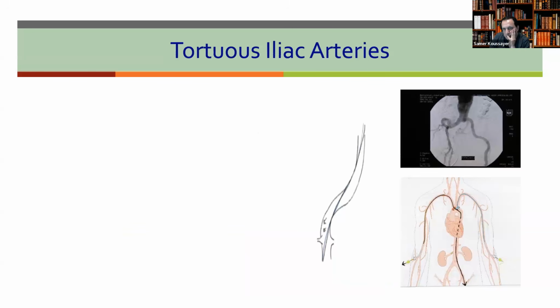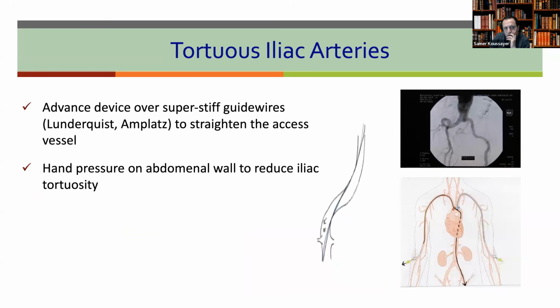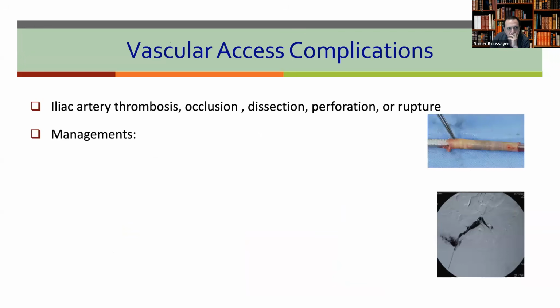Tortuosity: if you have iliac tortuosity, like with this one, you can do through and through, as we talked about, or you can use what's called a body wire. You do two stiff wires, and this helps you straighten up the iliac bifurcations. All right.